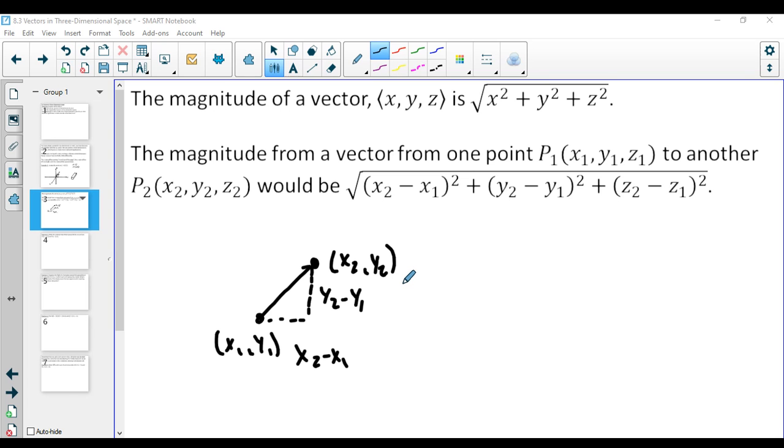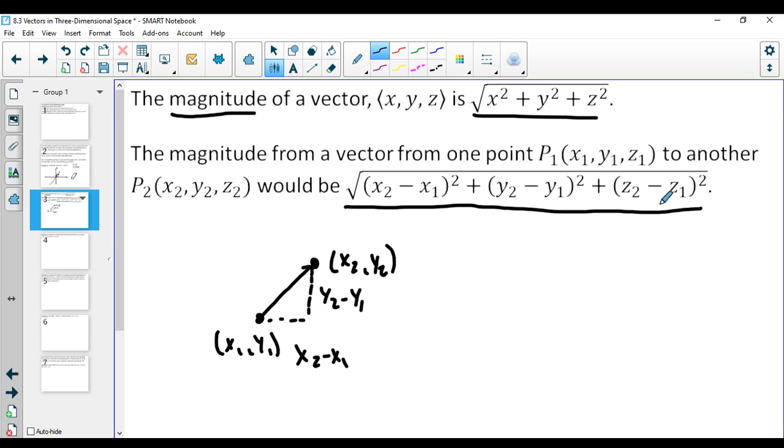Again, you don't need to write down all of this. I would write that the magnitude is that, or if you go from one point to another, it's this, right? It's really just an extension of what we did in 2 dimensions. So does anyone need a little more time on this slide? All right. I'll give it a little while longer.